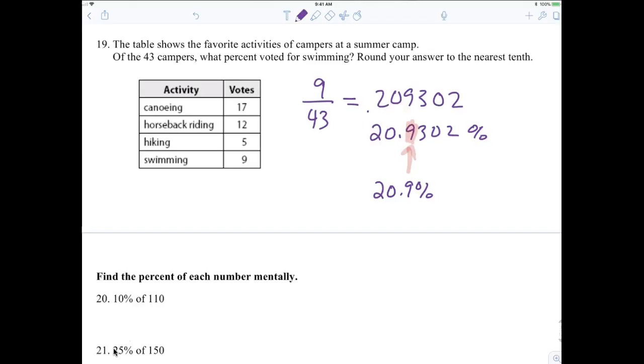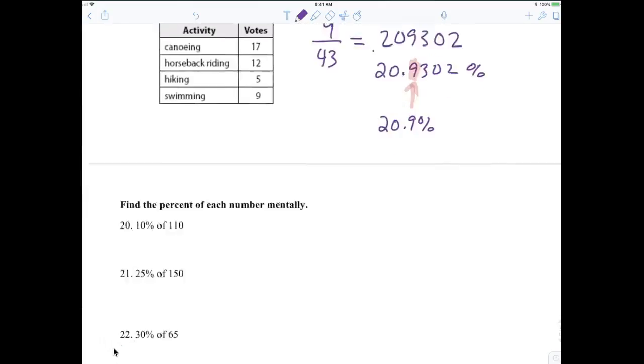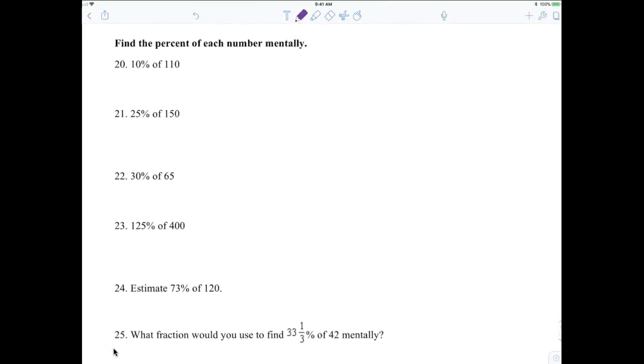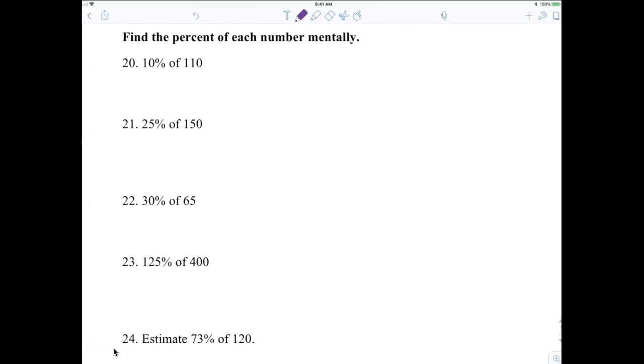Good? All right, let's check out 21. All right? Mentally. So you should be able to tell me 25% is the same as what? 25% is the same as, tell you the answer?